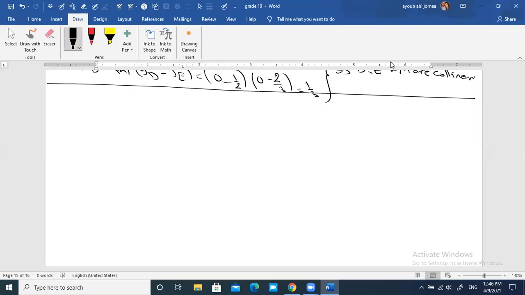Let's say you have a system OIJ, and you have a point O prime with coordinates AB in the system OIJ. Let's say we have the following.